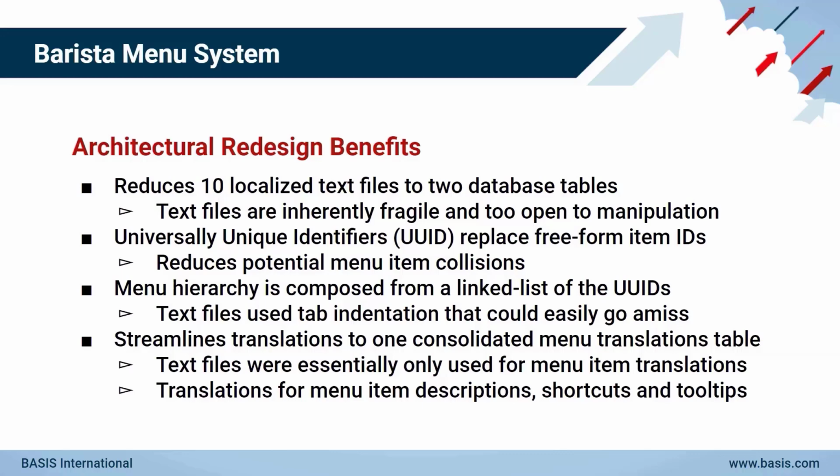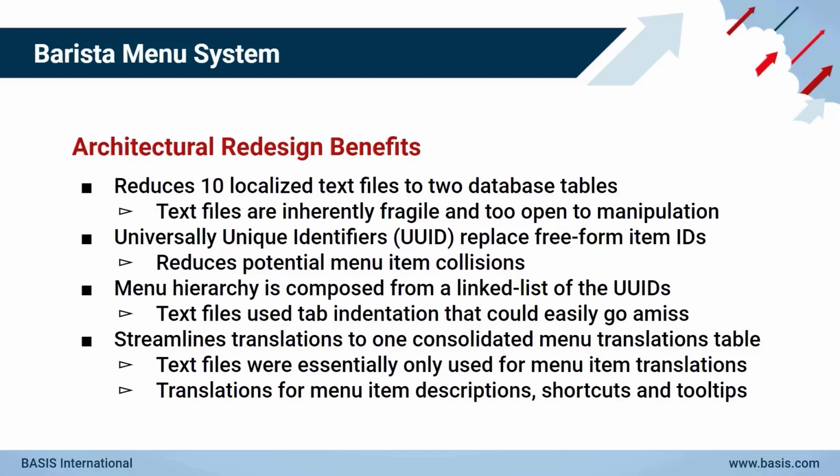There was a menu maintenance program, but you could also just work directly on the text files, which obviously opened the door to mistakes. The old model let the user assign freeform IDs for each menu item, which could result in conflicts. The new menu takes that problem off the table and assigns unique identifiers to each menu record instead.